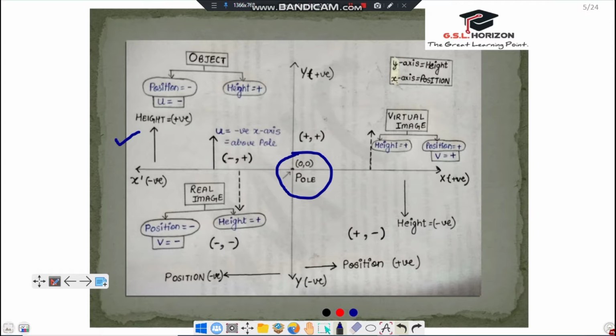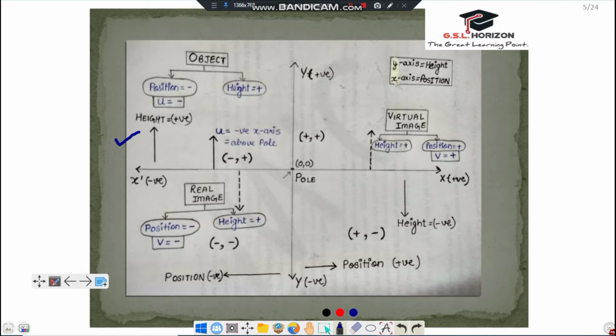Guys, we can understand this. This is the pole. We can understand it as (0, 0). Here, the y-axis represents height and the x-axis represents position. Here, the object is always kept on the left hand side and its image is formed on the right hand side. The real image is formed always between the, if we can understand it.